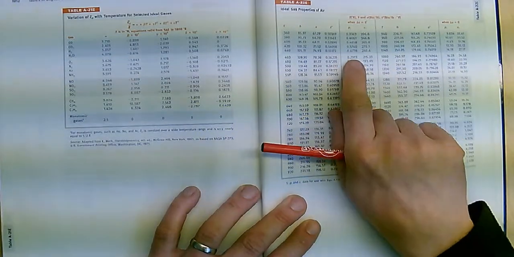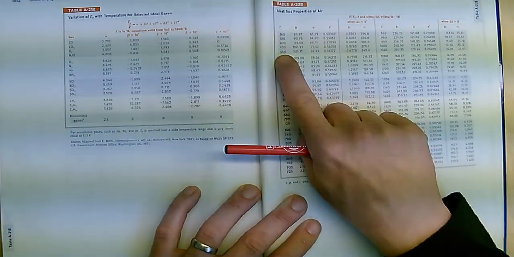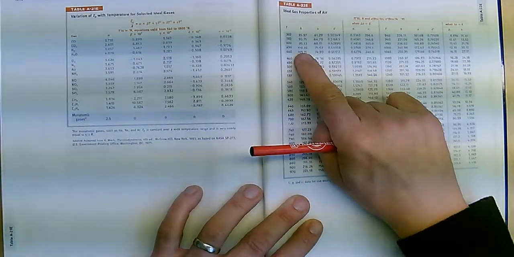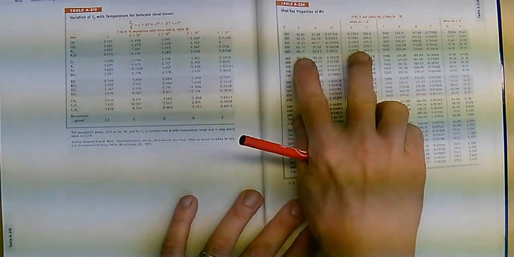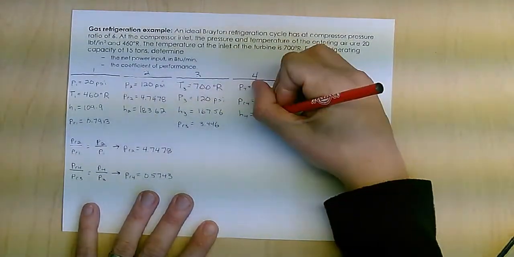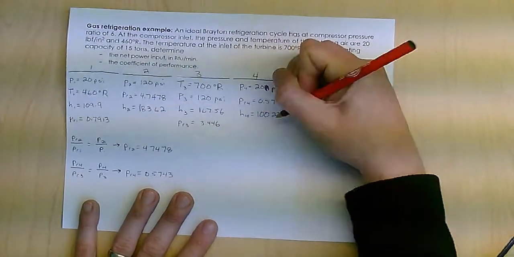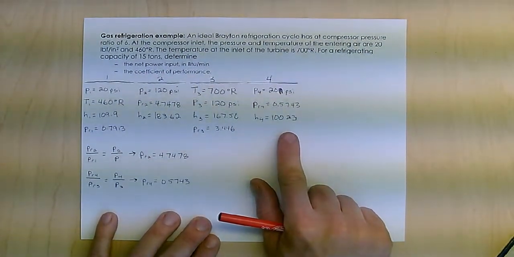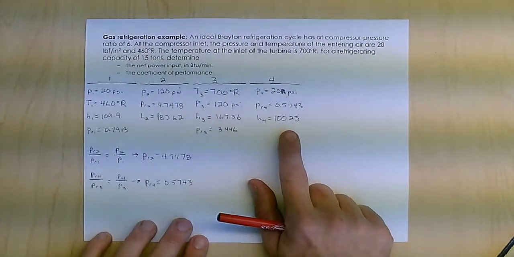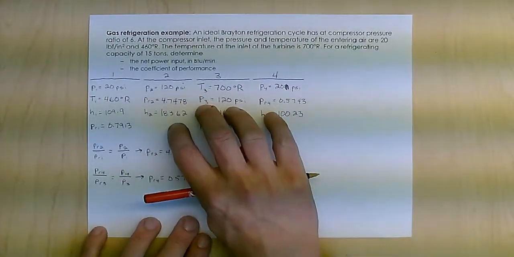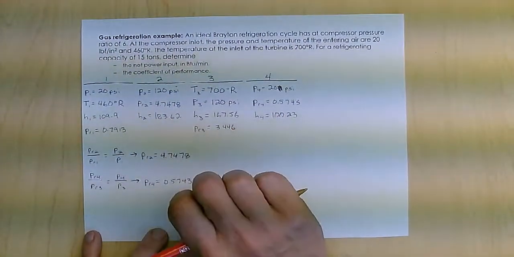0.57. Oh, I was looking at the wrong 0.57. Up here, about 420. Okay, so I get 100.23. So I'm right up here with the 0.5743. So that's going to be 100.23. Again, notice that the temperature on that state was right around negative 40 degrees Fahrenheit, or 420 degrees Rankine. So again, we're dealing with pretty cold temperatures, which is one of the main uses of a gas cycle, to get that very cold temperature there.